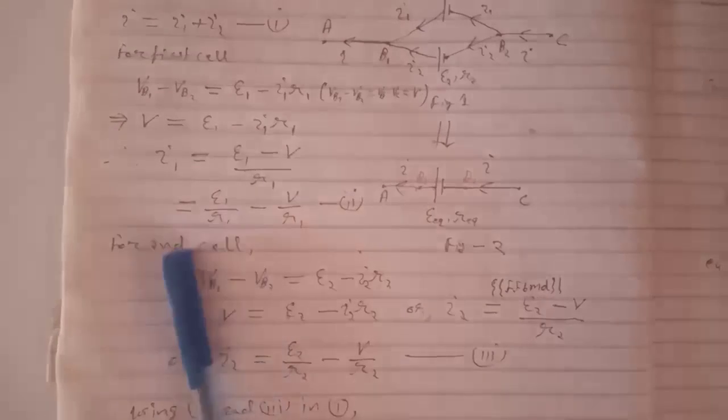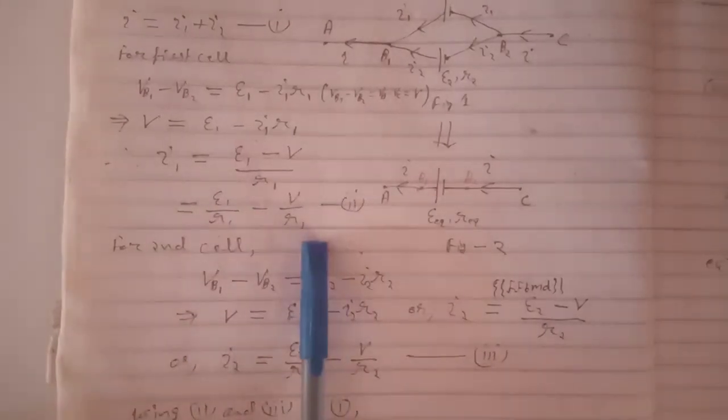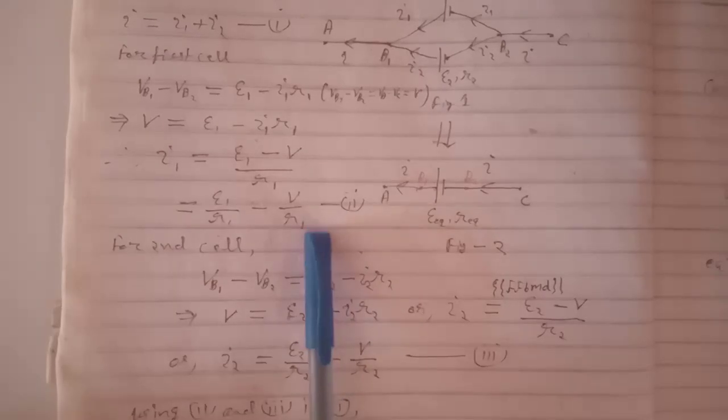VB1 minus VB2 equal to VA minus VC equal to V. That is terminal voltage. It is equivalent to terminal voltage. So V equals E1 minus I1 R1. Hence I1 equals E1 minus V by R1, and equals E1 by R1 minus V by R1. Equation 2.